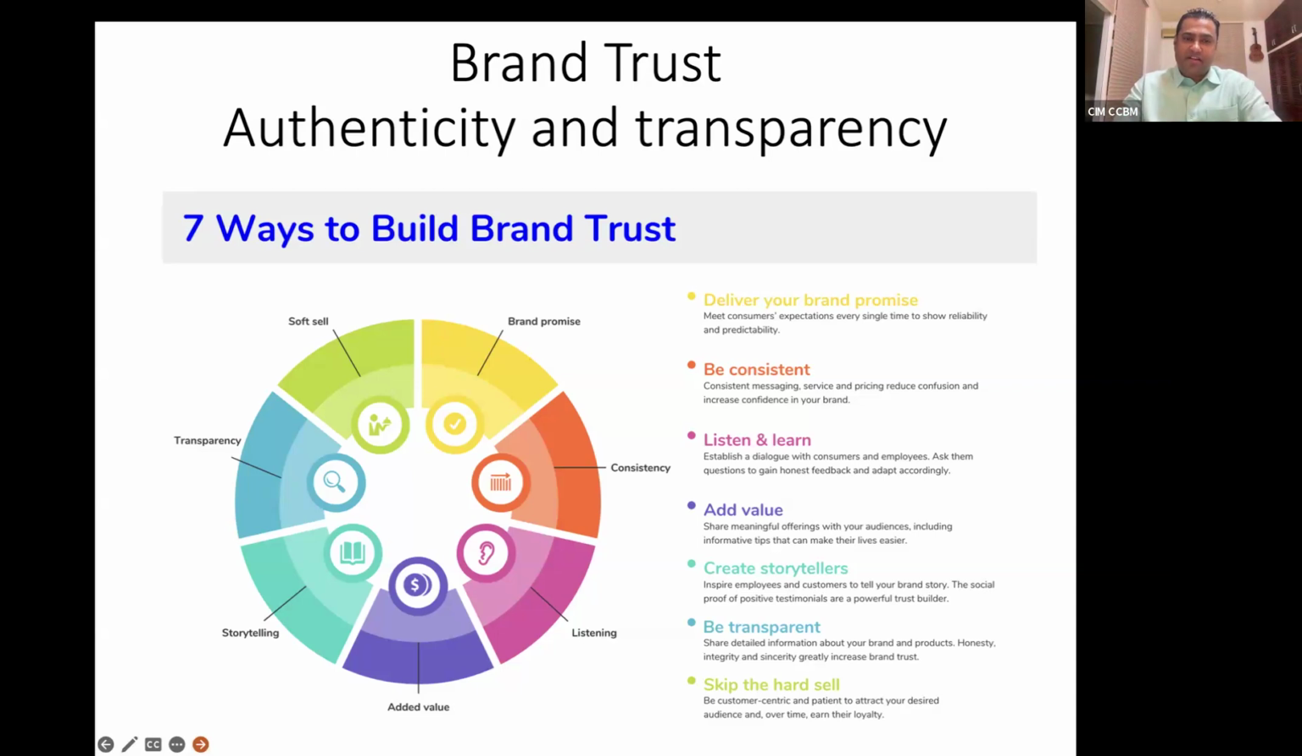7 ways to build brand trust. Here are some methods. Deliver on your brand promise. If you promise something, do it. Be consistent. Look at the important words here. Listen and learn. Keep your antennas open as a brand. Always watch your competitors. See what is out there in the world. Add value to your customers. Solve their problems.